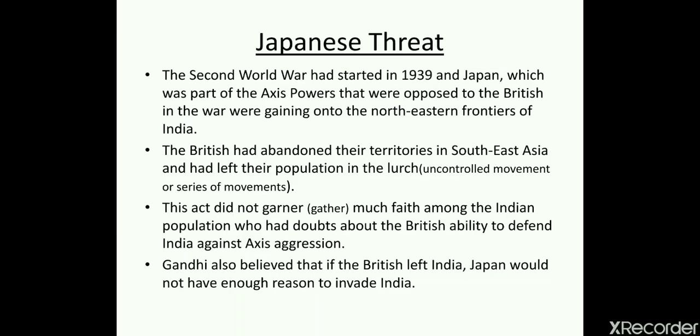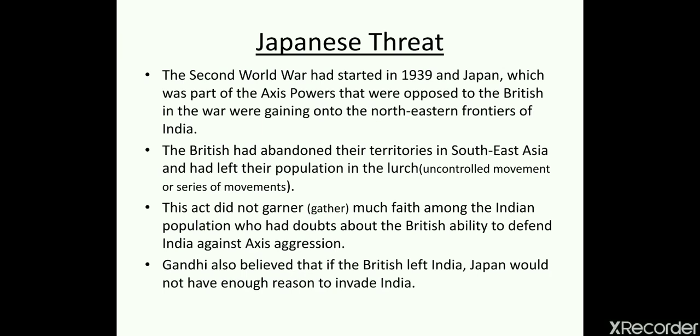Japanese threat. The Second World War had started in 1939, as I have told you, and Japan was part of the Axis powers. Japan was on the other side of the group fighting in the Second World War. Britain was on one side and Japan was on the opposite side. So the Axis powers, which were opposed to the British in the war, were gaining ground on the northeastern frontiers of India.